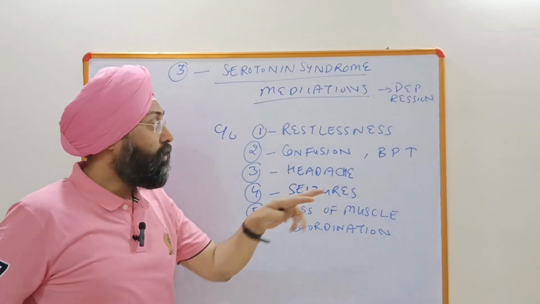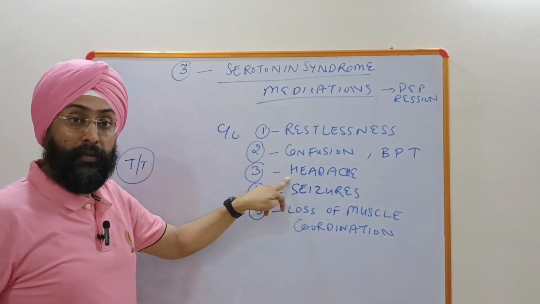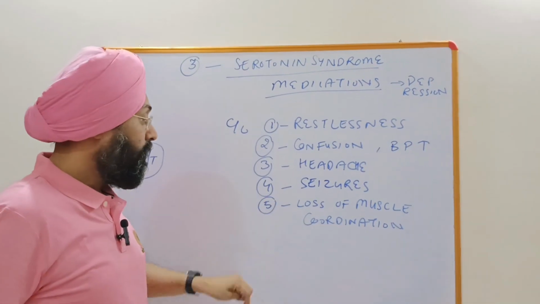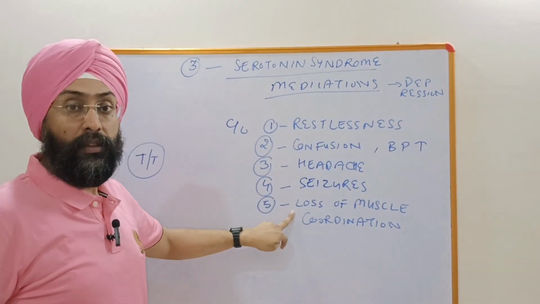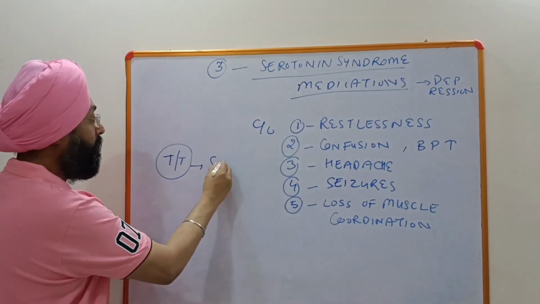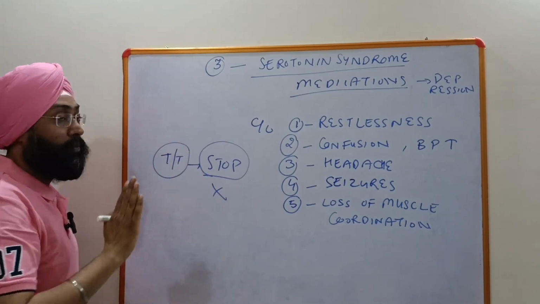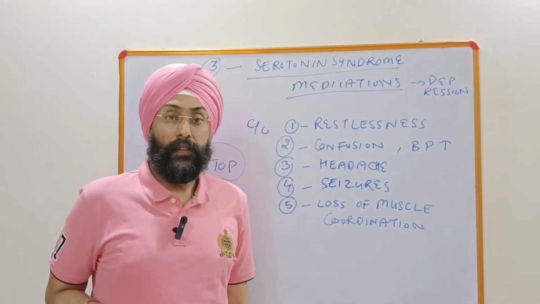Since serotonin is a vasoconstrictor, there will be increase in blood pressure. There will be hypertension, headache, seizures, and loss of muscle coordination in the patient. So, in order to treat this, you have to stop the medication, and the symptoms will mostly go away.